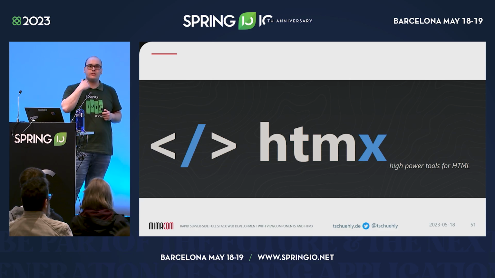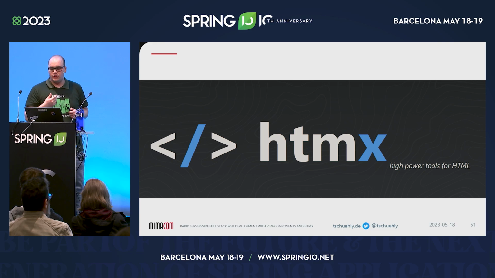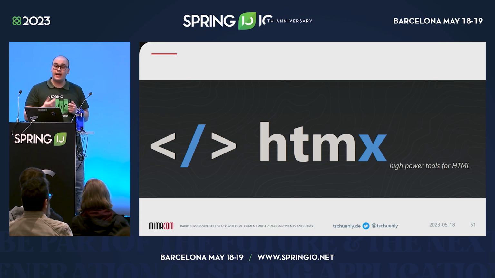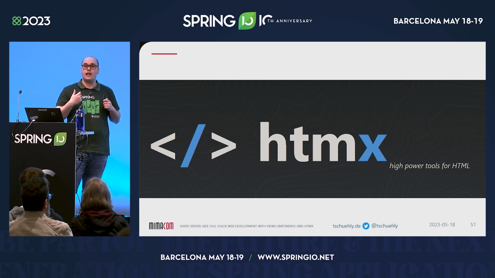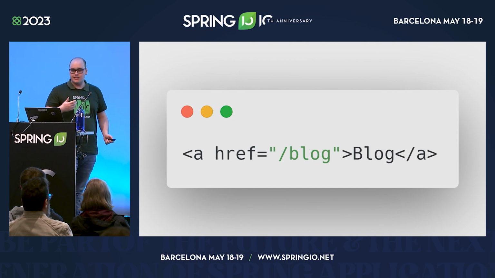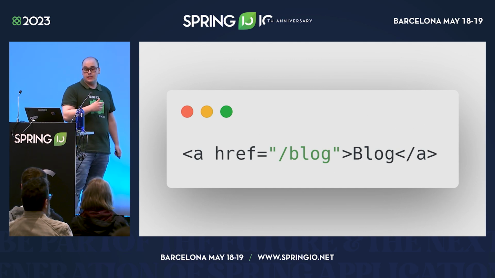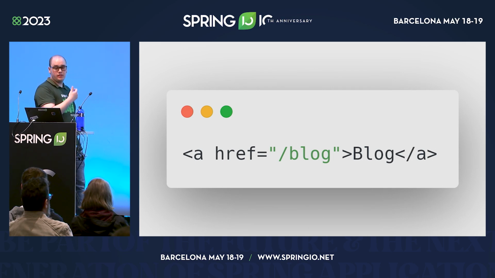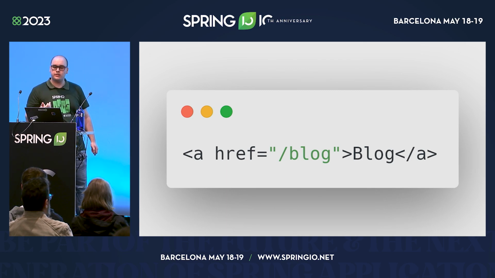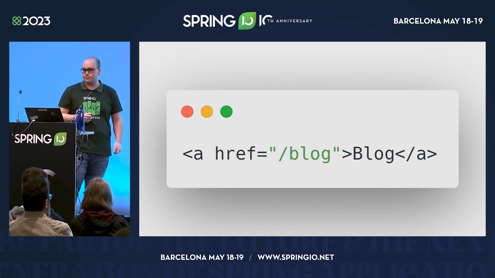htmx enables us to use modern browser features without ever leaving our HTML. It makes features interactive without ever needing to touch any JavaScript. To understand htmx, we first look at the anchor element. This anchor element tells the browser that when a user clicks on it, it makes an HTTP GET request to the /blog endpoint. We then load the response into the browser window.